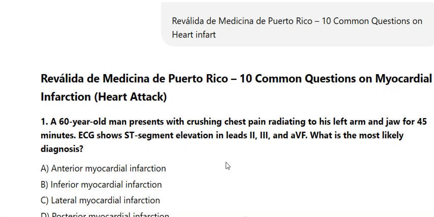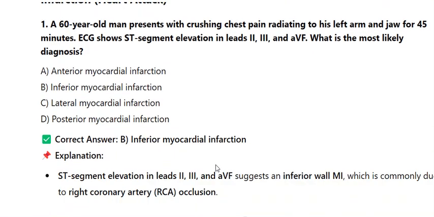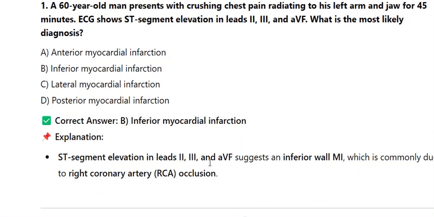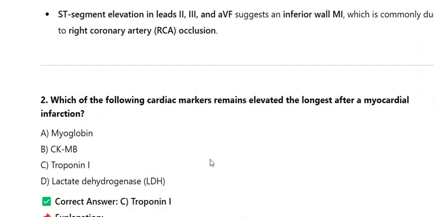2. Which of the following cardiac markers remains elevated the longest after a myocardial infarction? A. Myoglobin. B. CK-MB. C. Troponin I. D. Lactate dehydrogenase, LDH. Correct answer C. Troponin I. Explanation: Troponin I rises within 3 to 4 hours, peaks at 24 to 48 hours, and remains elevated for 7 to 10 days, making it the most sensitive and specific marker for MI.